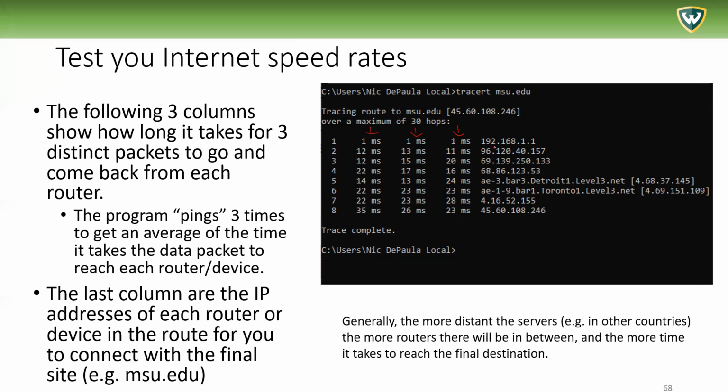So it took 1 millisecond every time to get to my router. It took 12, then 13, then 11 milliseconds to get to the next point in the connection. It took 35, 26, and then 23 milliseconds. And if you want to know an average, you sum these up and divide by 3, and you get the average of how long it takes for your computer to connect with a particular final destination computer. Generally, the more distant the servers, the more routers there will be in between, and the more time it takes to reach the final destination.